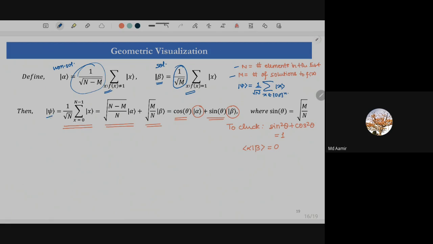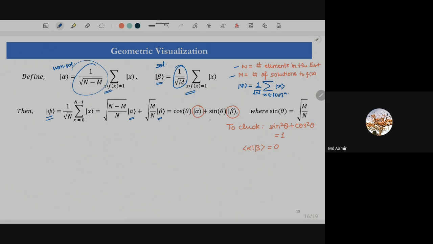So we have the psi, which is this uniform superposition we wrote in terms of alpha and beta. Alpha is normalized separately, beta is normalized separately, but to combine alpha and beta we need this 1 by root n minus m. So that's why it's multiplied and divided. The division will go inside alpha and we'll have square root n minus m by n, and square root m by n.